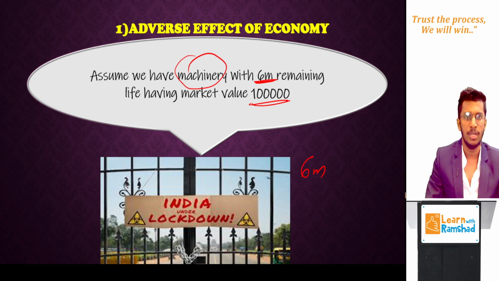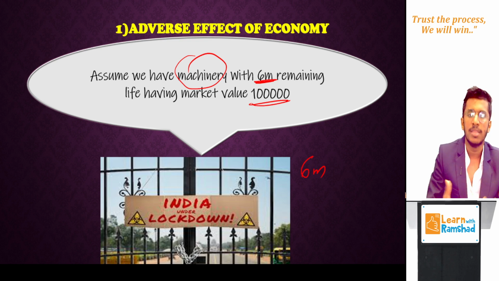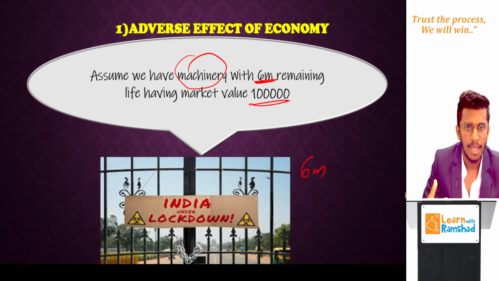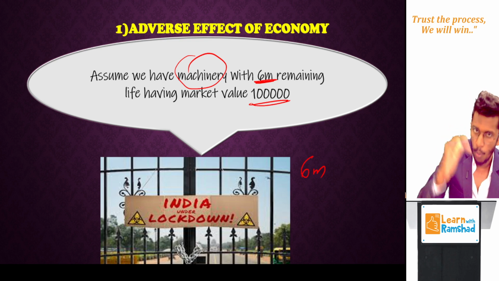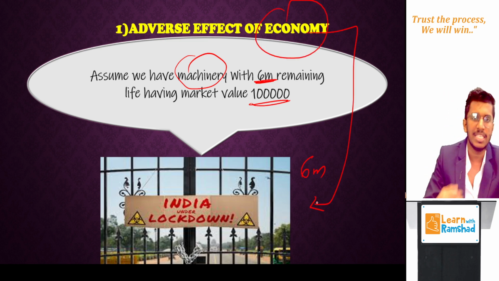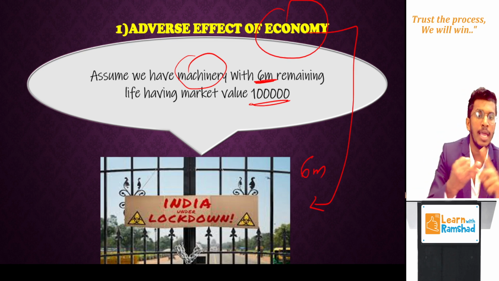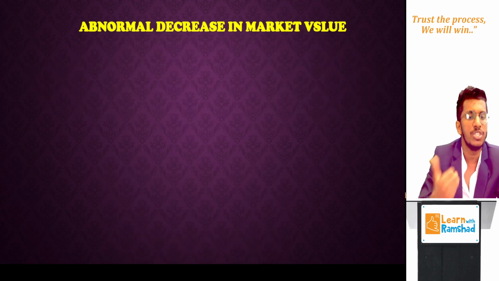In such a situation, people will never buy your machinery because it only has a remaining 6 month life, and for those 6 months India is in lockdown. So that means the machinery becomes valueless, right? In such a situation, people will never buy your machinery at a good price. Your value will be reduced. Here, the negative impact of this lockdown is an economic reason. Ready? So these are the 3 reasons: adverse effect of technology first, market second, and economy third, right? That's it. Another reason is abnormal decrease in market value.